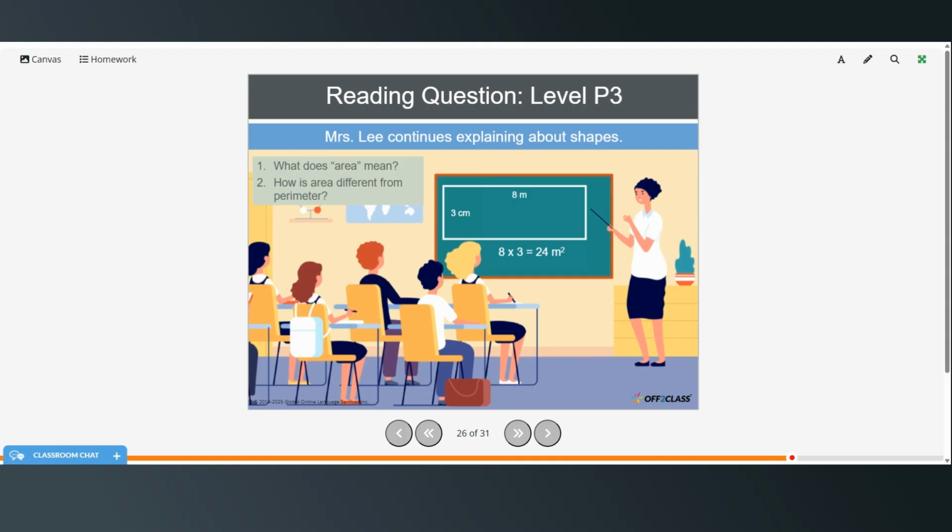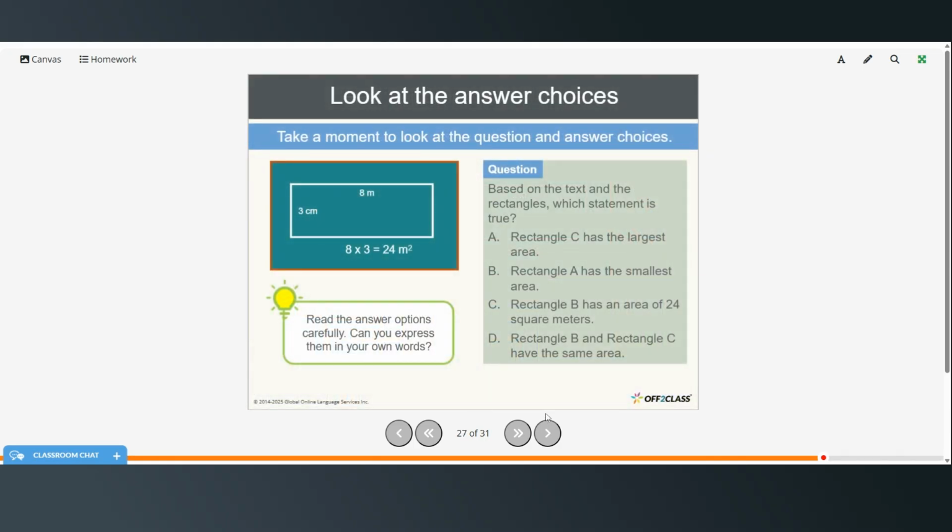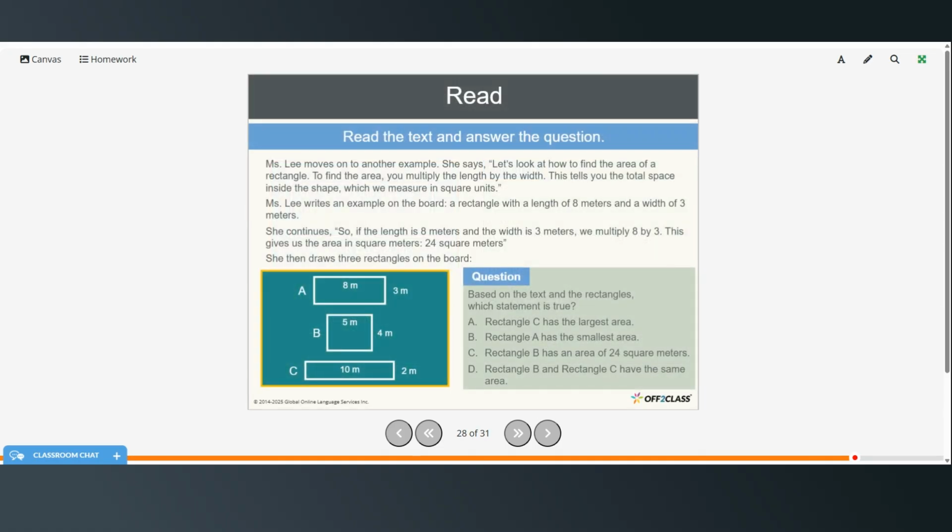Okay, Mrs. Lee continues explaining about shapes. Think about what does area mean and how is area different from perimeter. Now take a look at the question and the answer choices. Pause the video while you do that and then restart when you're ready to continue. Now pause the video while you read the text and then answer the question. And restart whenever you're ready to continue.